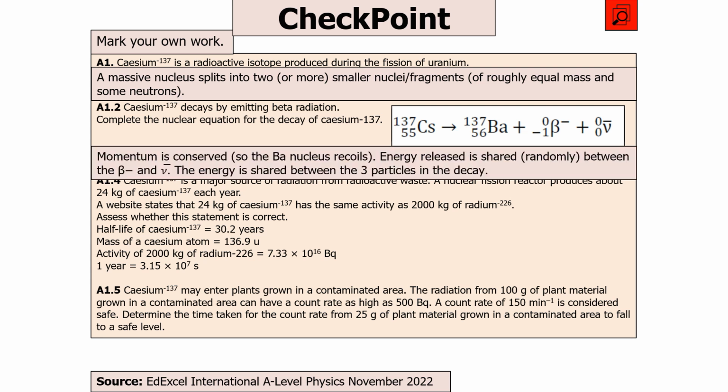Why do you get a decay? Well, because momentum is conserved. The energy released is shared between the beta minus and the antineutrino, and therefore it's shared between a multiple number of particles in the decay, so it varies.